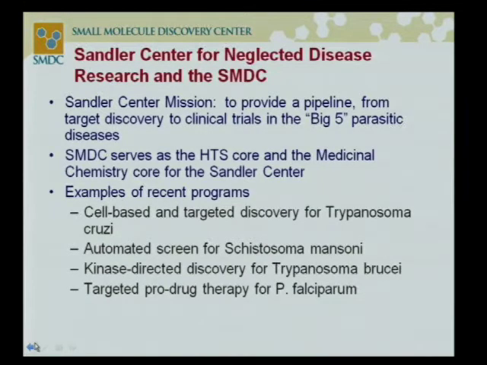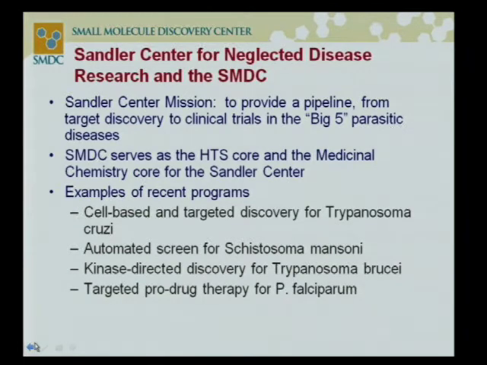Since we're talking about neglected diseases today, I wanted to highlight some of the work that we've been doing with the Sandler Center for Tropical Diseases, which is at UCSF. It's just across the hall from us. And the mission of the Sandler Center is to provide a drug discovery and development pipeline starting from target validation and going through clinical development for the big five parasitic diseases, including African trypanosomiasis or sleeping sickness, Chagas disease, malaria, schistosomiasis, and leishmania, which is another kinetoplastid like trypanosomes.